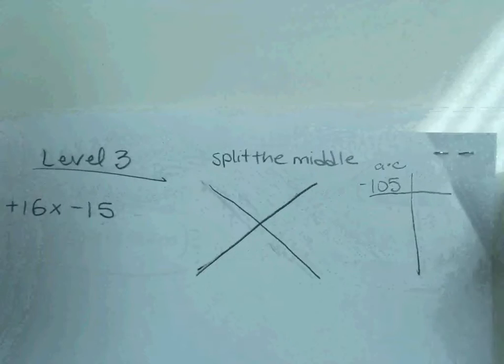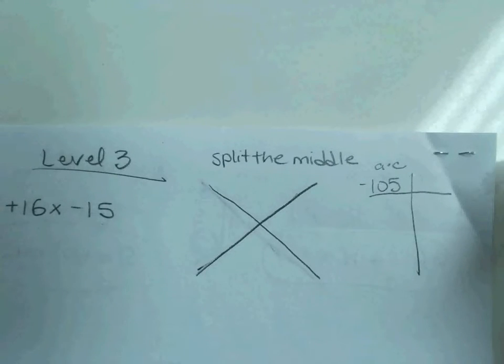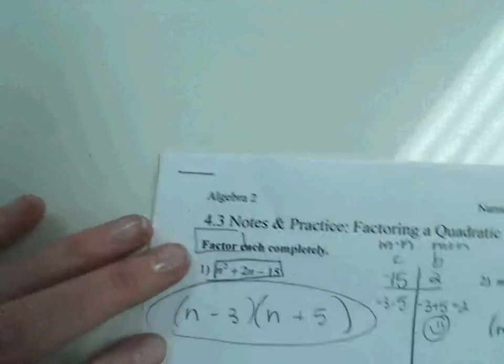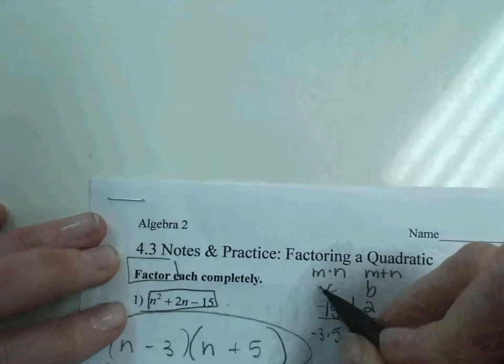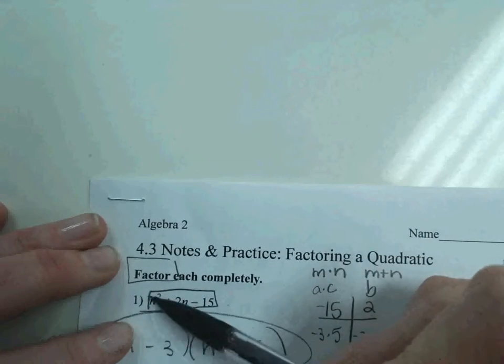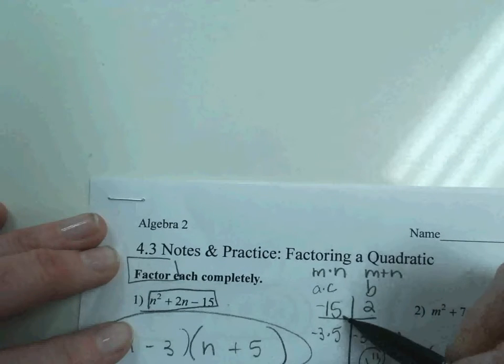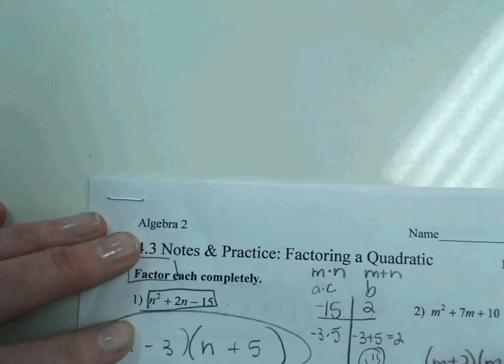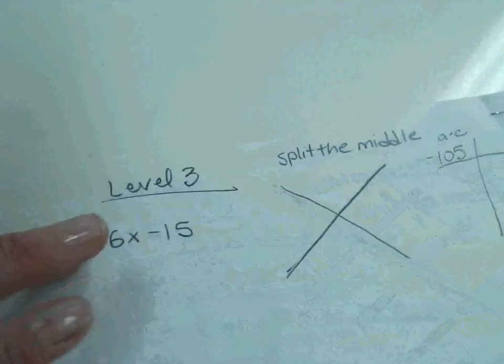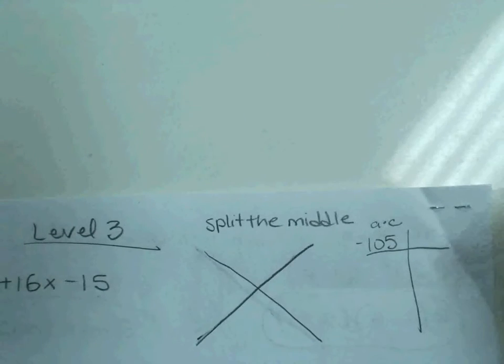Wait, why did we change it to A times C? If you think about it, on these previous questions, although we just wrote C, we could have said A times C since A was always 1. And 1 times negative 15 is negative 15. So we just made it simpler to start. But now we're on level 3.